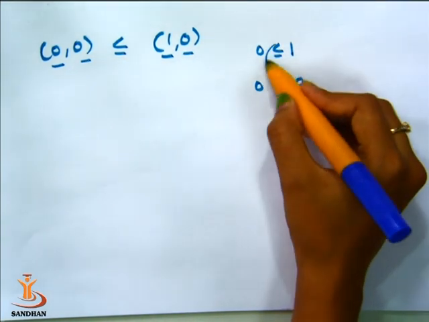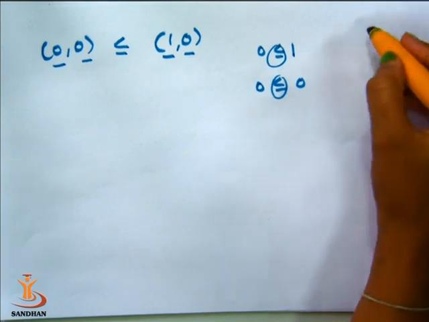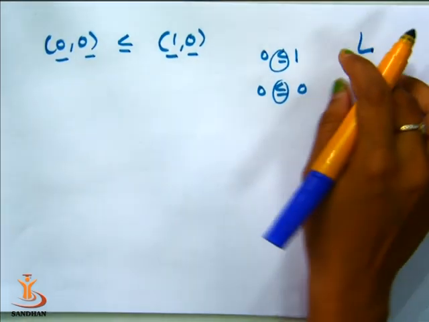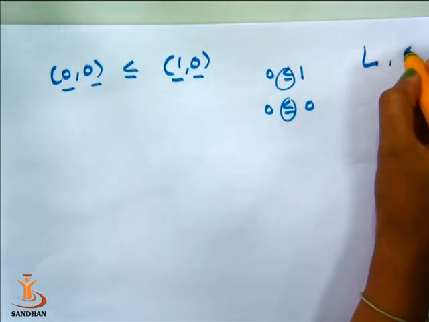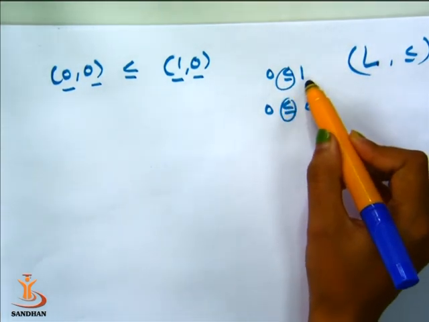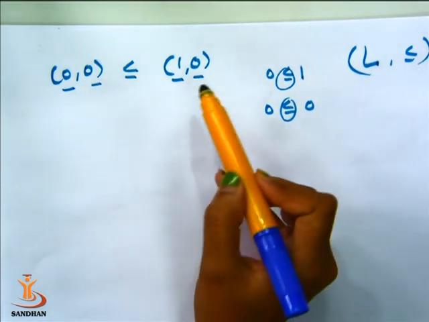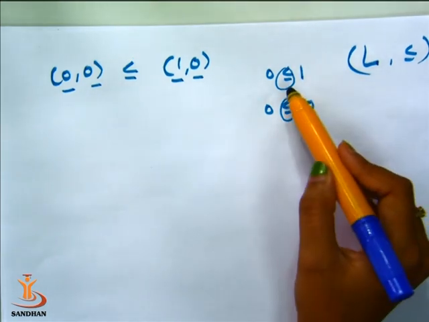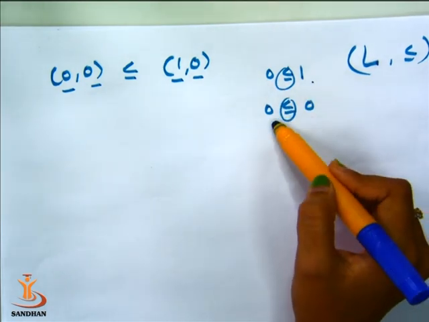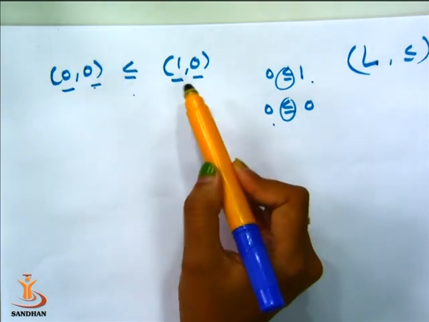Now what is the relation here? Here the relation is the relation on L. We have the given set L with the relation less than or equal to, right? So if 0 is less than or equal to 1 and 0 is less than or equal to 0, then we can say that (0, 0) is related to (1, 0). We know that 0 is less than 1 and any number is less than or equal to itself. So (0, 0) is related to (1, 0).